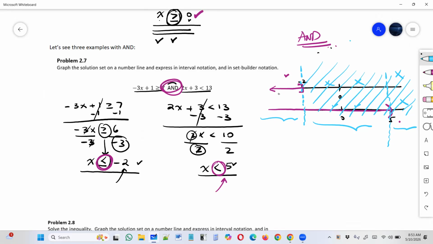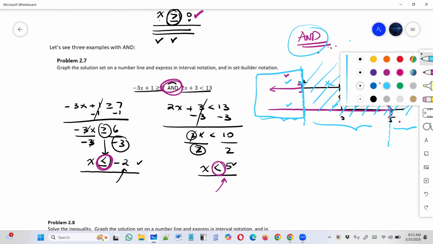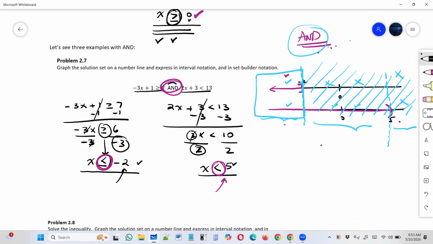The only place where I have a solution in both is this segment right here. So this is the AND case. For the AND case, the solution must exist for both segments. And then you are going to write the final solution, which is negative infinity, comma, -2 bracket, right? Because of the equal sign right here. Okay, so for the AND case, the solution must exist for both in the same region.